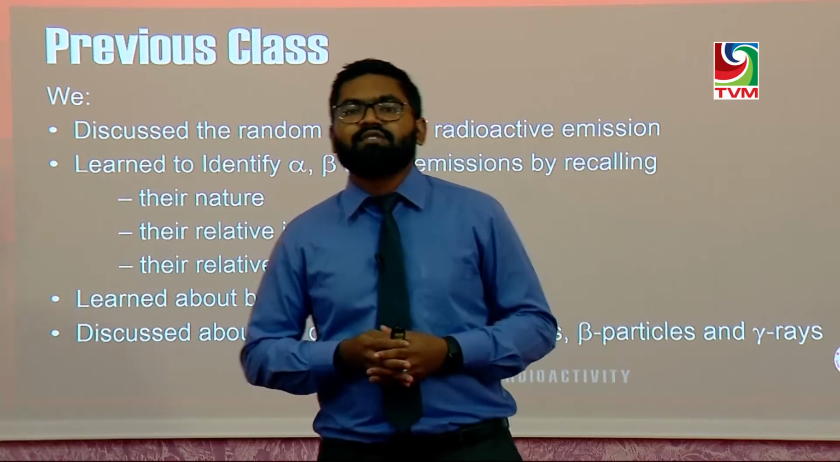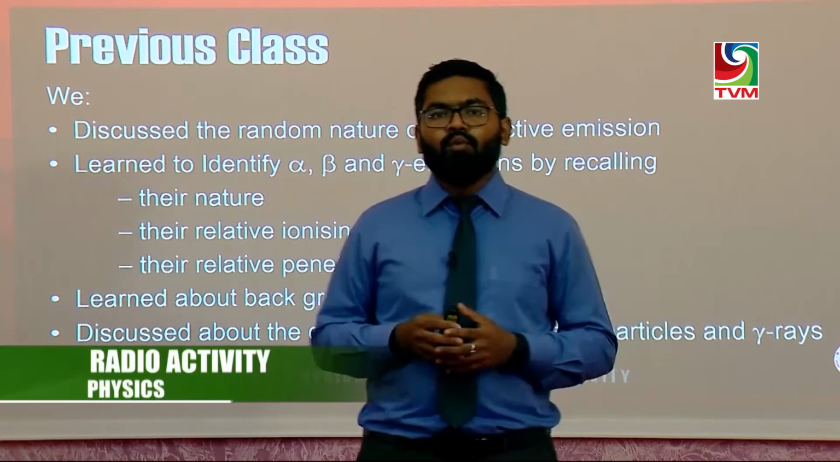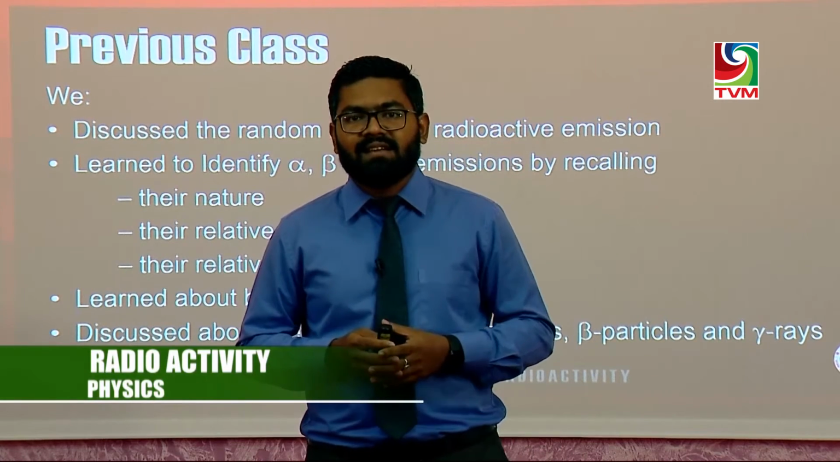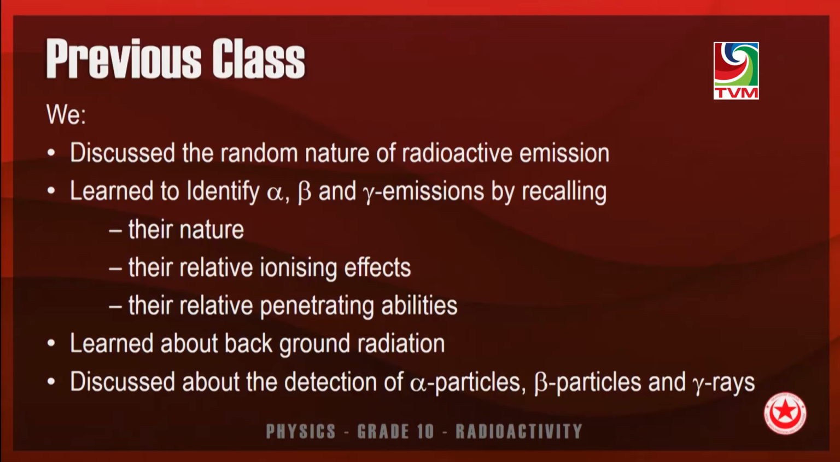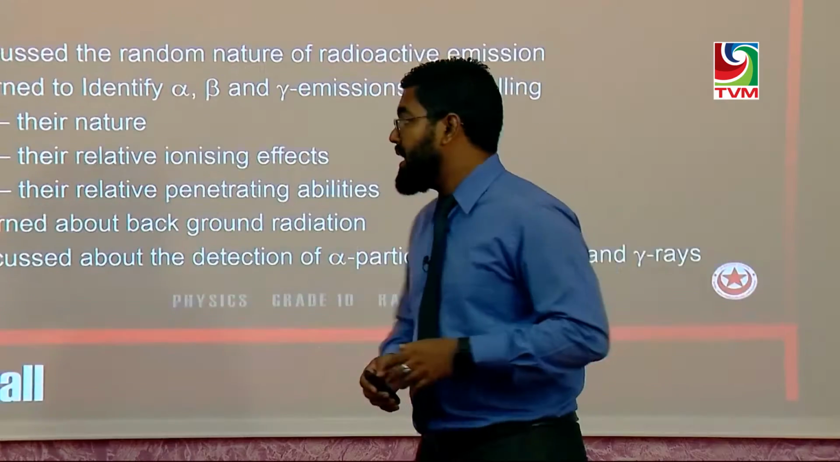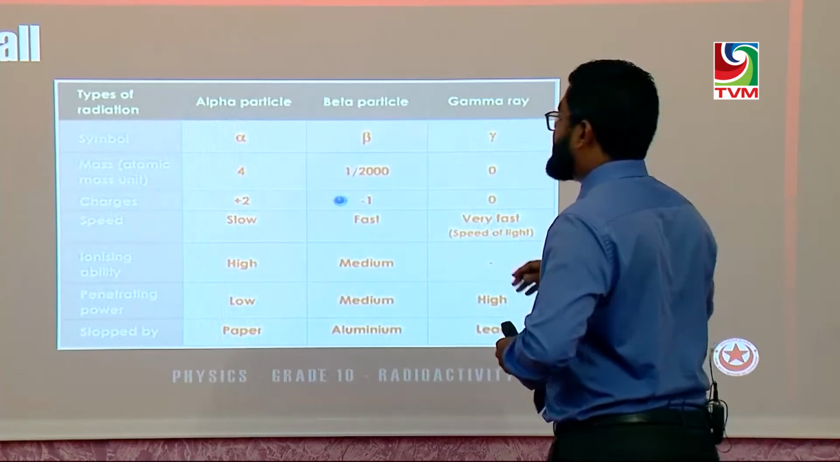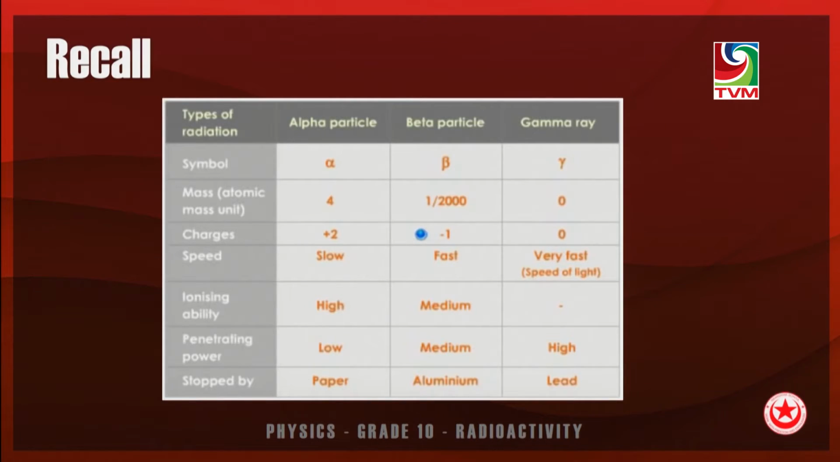Before we start today's class, we'll recall what we studied in the previous class, since we are doing the same topic on radioactivity. In the previous class, we discussed the random nature of radioactive emission. We learned to identify alpha, beta and gamma emissions by recalling their nature, their relative ionizing effects and relative penetrating abilities. We learned about the background radiation and discussed the detection of alpha, beta and gamma. And here we have a summary of what we studied in the previous class as well.